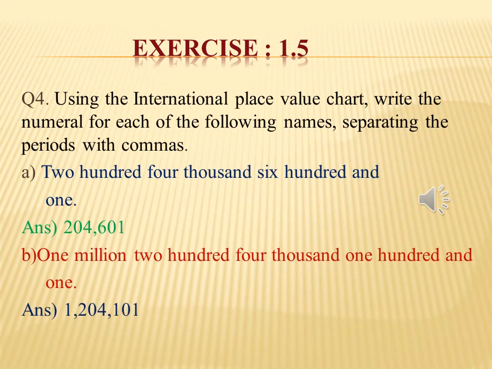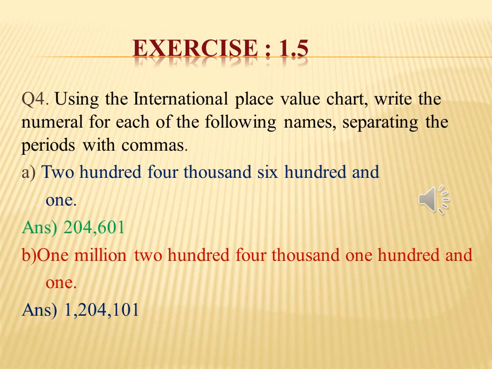Dear children, look at question number 4. Using the international place value chart, write the numeral for each of the following names separating periods with commas. Here the number name is given and we have to write it in international place value chart. So the first one is 204,601. 204,000 comes under thousands period. So 204, 601. Hope you all have understood.